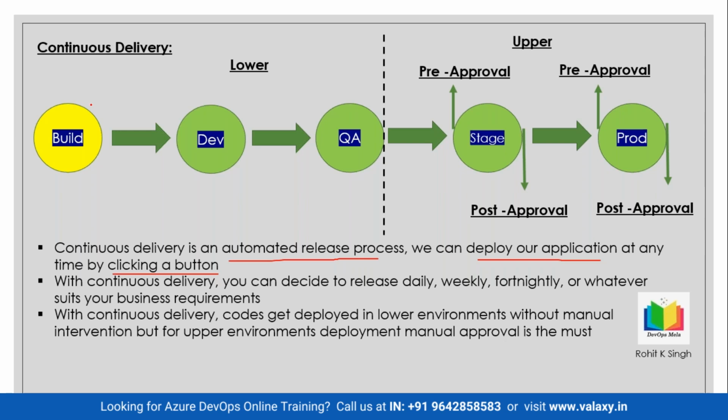If you want to deploy things automatically, and that is possible, but the team doesn't have the confidence in the application, and the build is not that robust that if anything passes the build it has no issues. If you have any such doubt, then you will follow this option, the continuous delivery model, wherein you will have a person clicking on the button to approve it. With continuous delivery, we can decide to release daily, weekly, fortnightly, or whatever suits your business requirement.